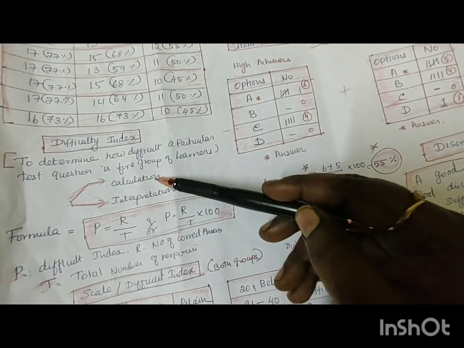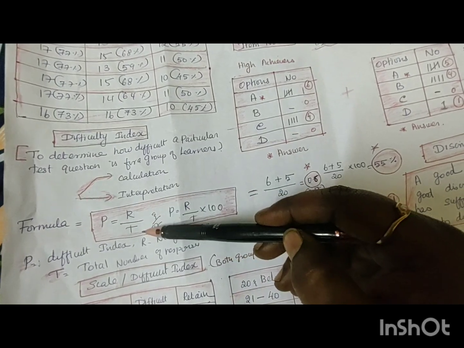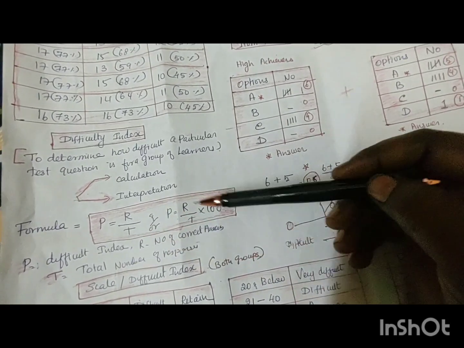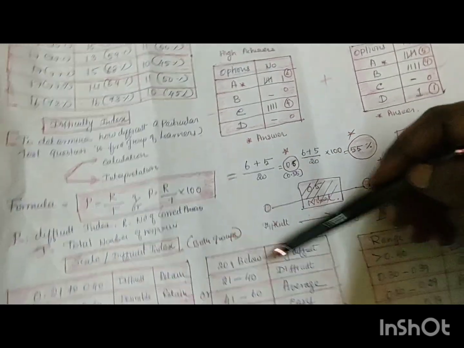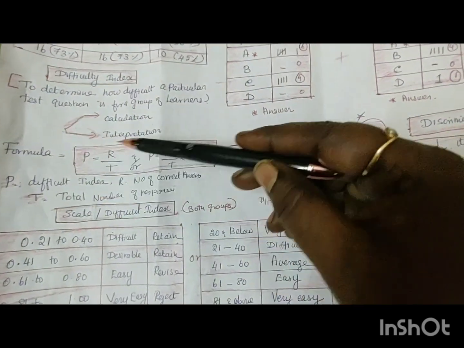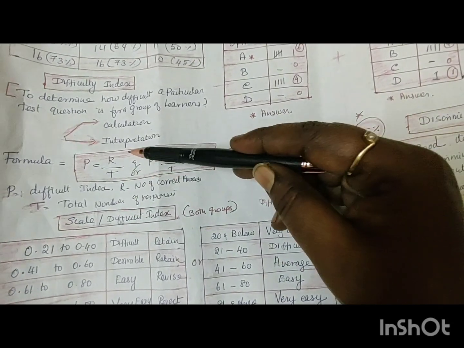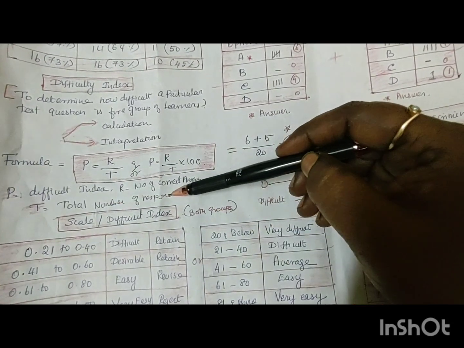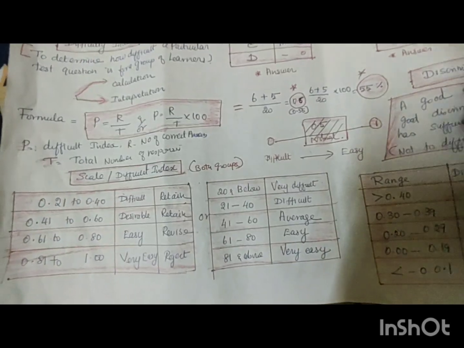If we want to calculate, there should be a formula. What is the formula? P is equal to R divided by T. If you want to convert it into a percentage, you can do that also, because both indicator scales have been given here. What is P? P indicates the difficulty index. Understand? R is the number of correct answers. T is the total number of responses. Understand? Now you see the scale they have given.